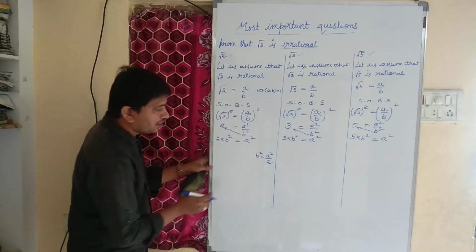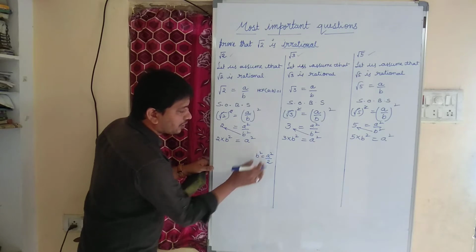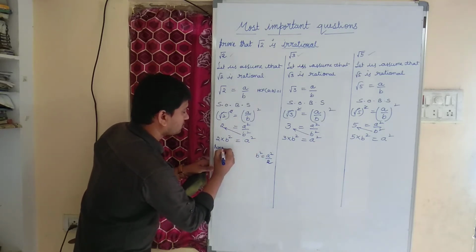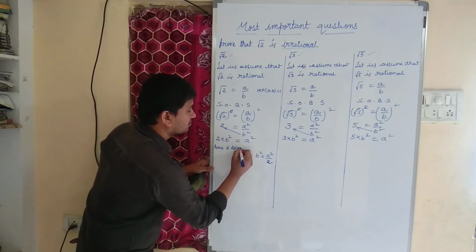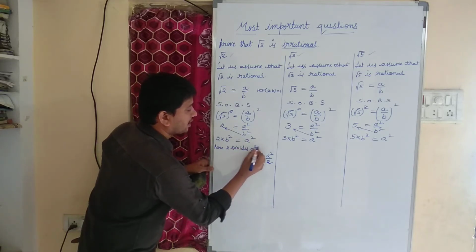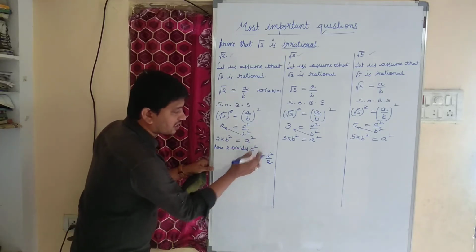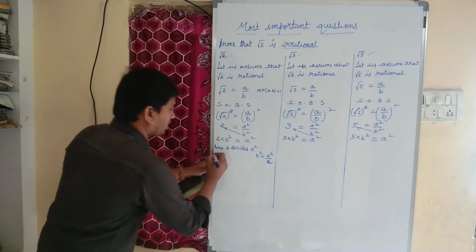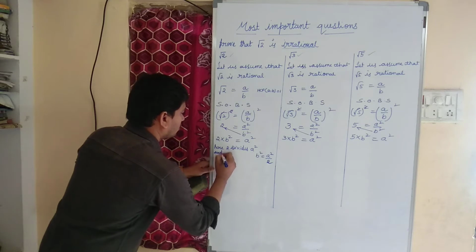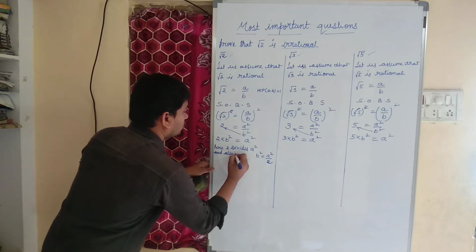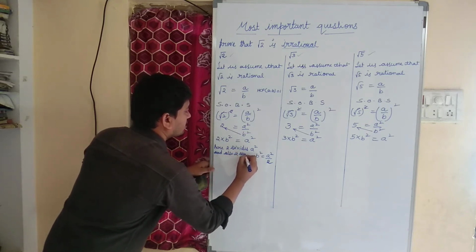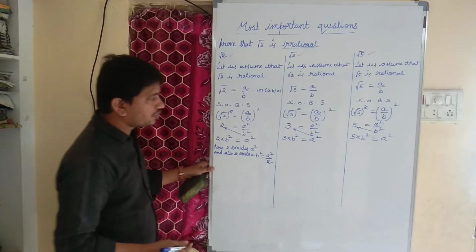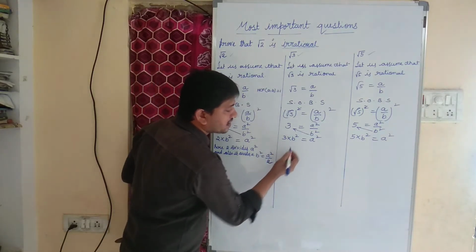Right? So what is the meaning of b square equal to a square by 2? I mean here 2 divides a square. If 2 divides a square, then it also divides a, children.